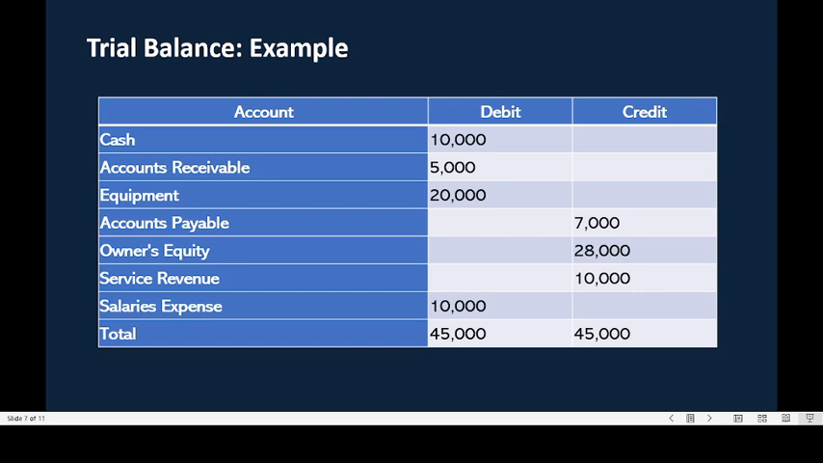This slide shows an example of a very simple trial balance. The debit side shows assets in the balance sheet and expenses in the income statement. The credit side shows liabilities in the balance sheet and income in the income statement.